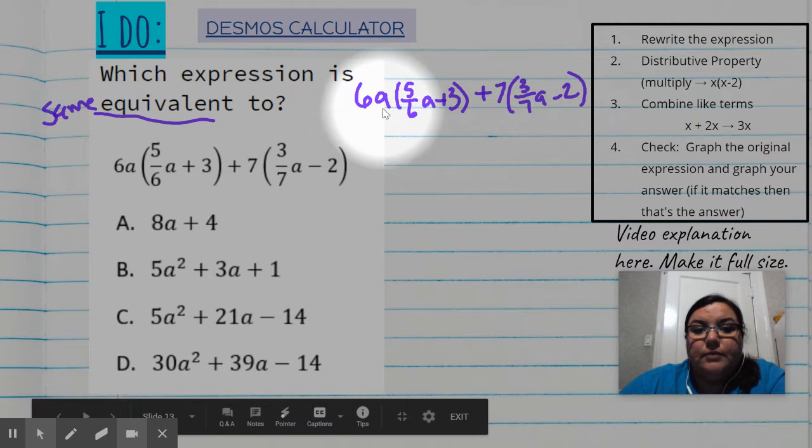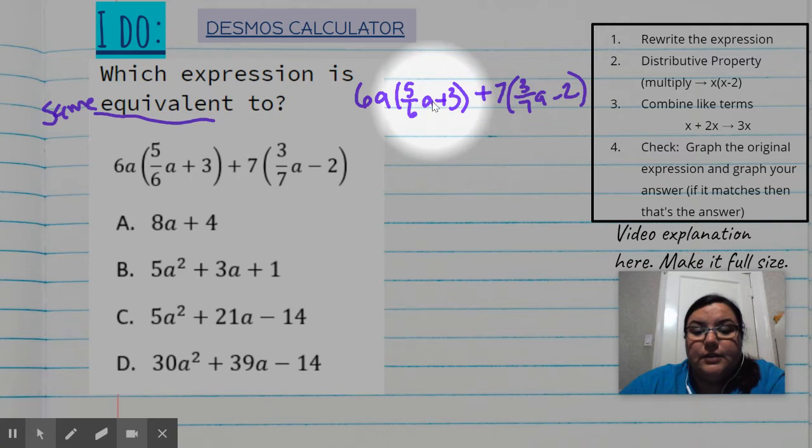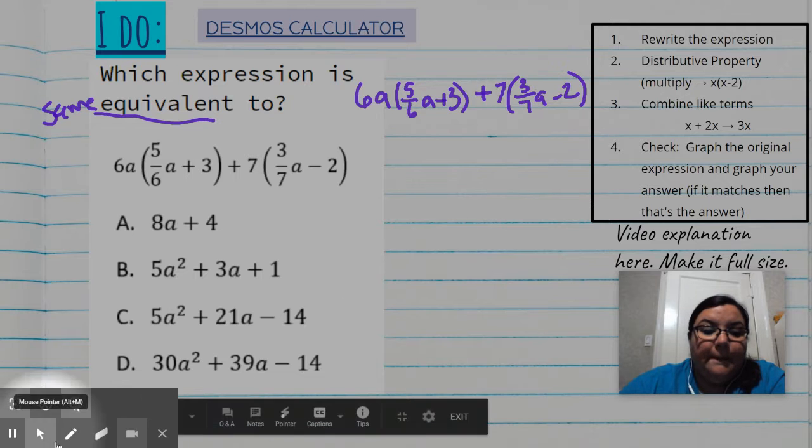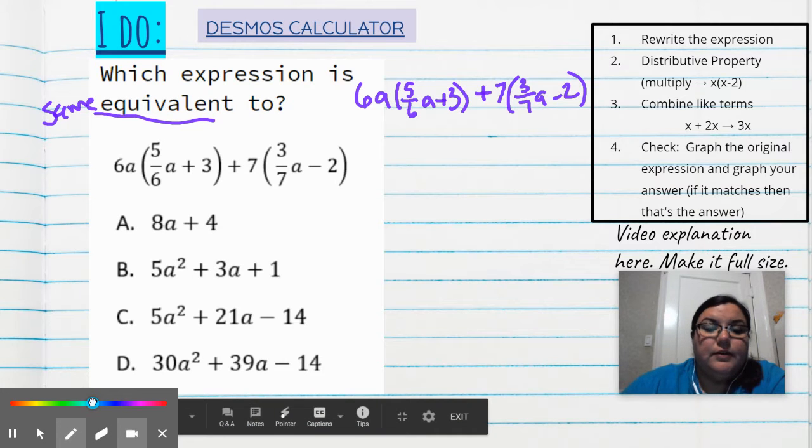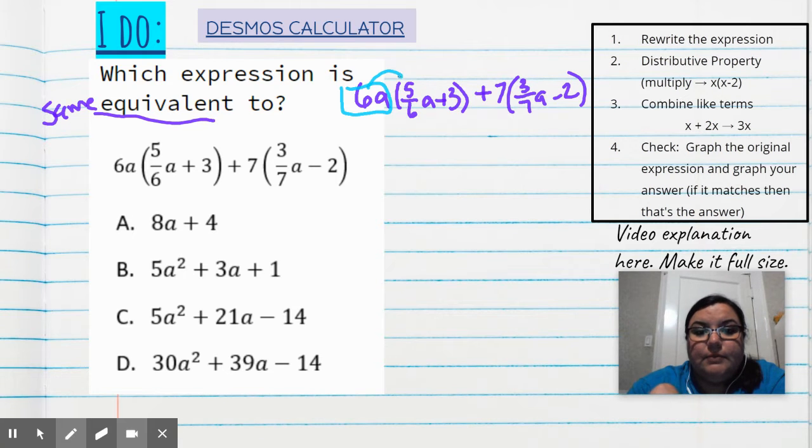So this 6a means that we're going to have to multiply to everything that's inside this parentheses. And then similarly with that 7, multiply to everything that's inside that parentheses. So let's go ahead and do that. I'm going to take the whole entire 6a and multiply that in. All right, then I'm going to take my whole entire 7. Notice how I'm using that plus sign too, and then multiplying it to everything inside.